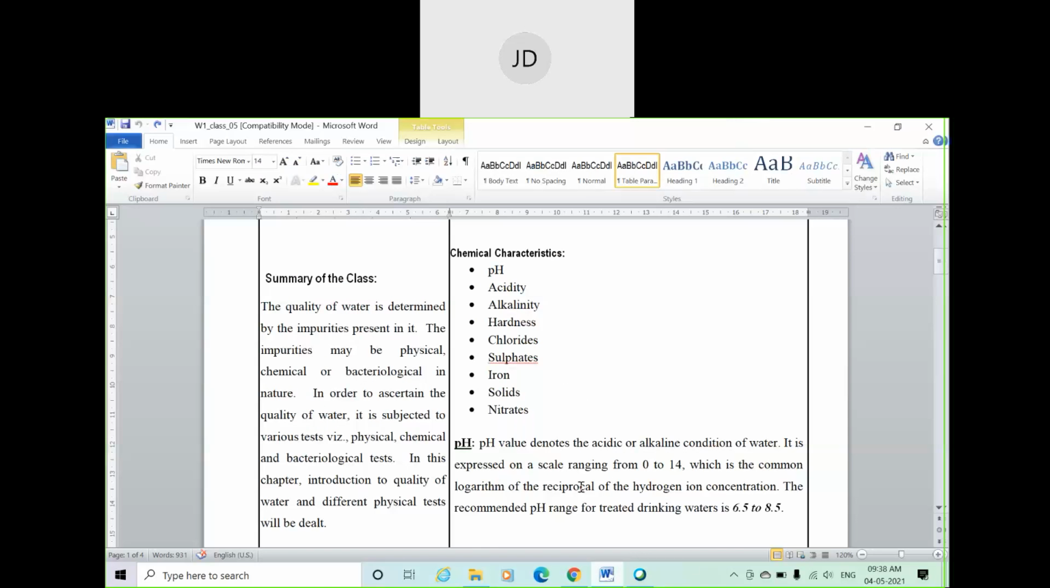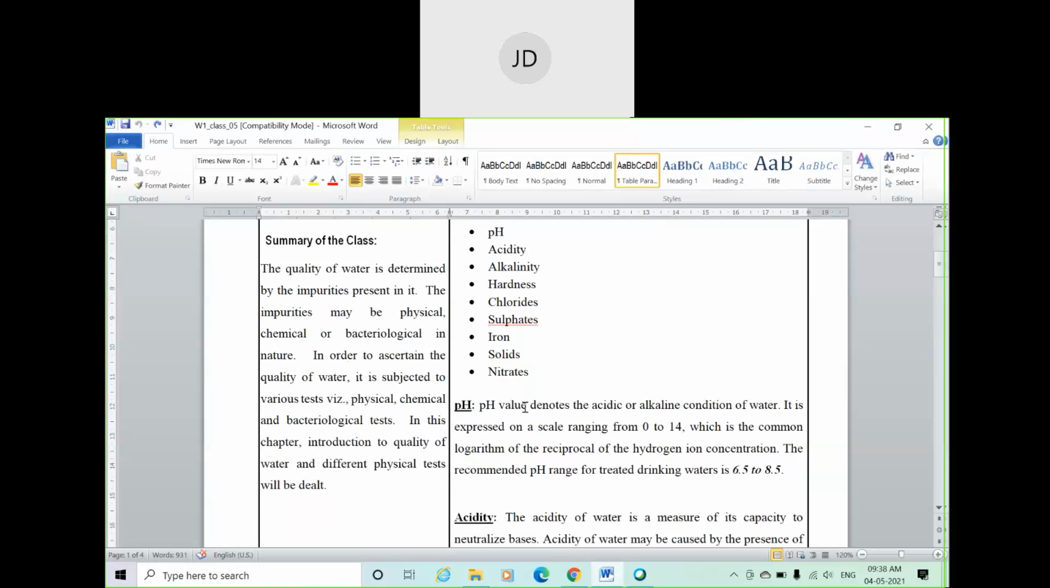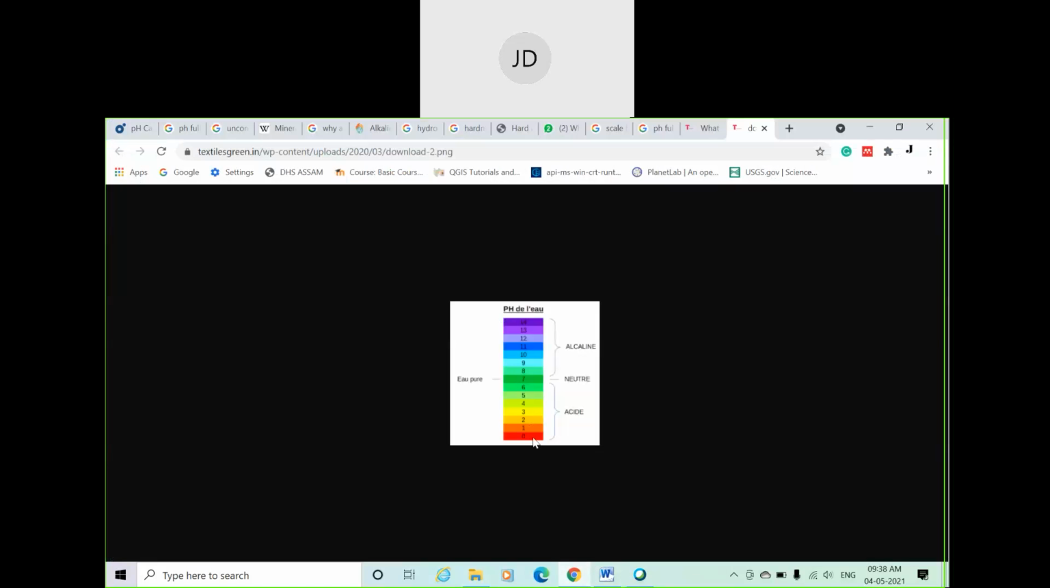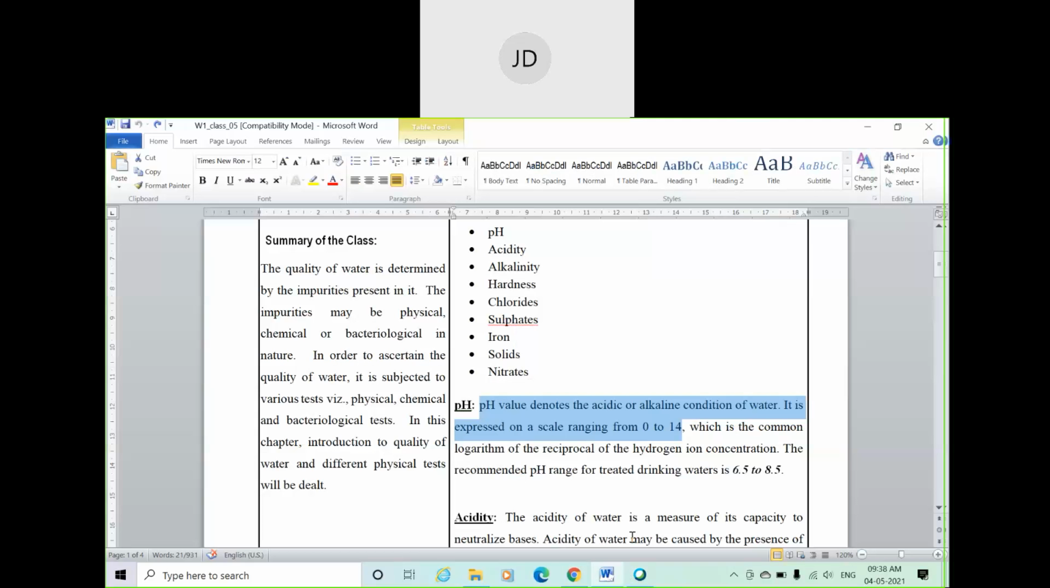Even in the notes given here, pH value denotes whether the water is acidic or alkaline. It is expressed on a scale of 0 to 14. Here you can see 0 to 14. So the value of pH ranges from 0 to 14. It will not cross 14 and it will not go below 0. Fine. These things are already known to you.